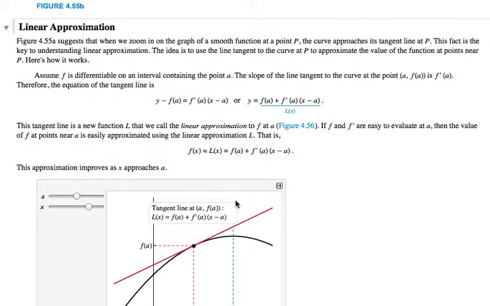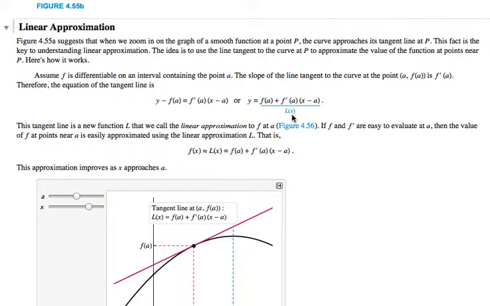So here we can see that the equation of the tangent line is y minus f of A equals the slope, or the derivative of the function at A, times x minus A. Or we can say that y equals f of A plus f prime of A times x minus A. And we're going to call this function L of x, or the linear approximation to f at A.